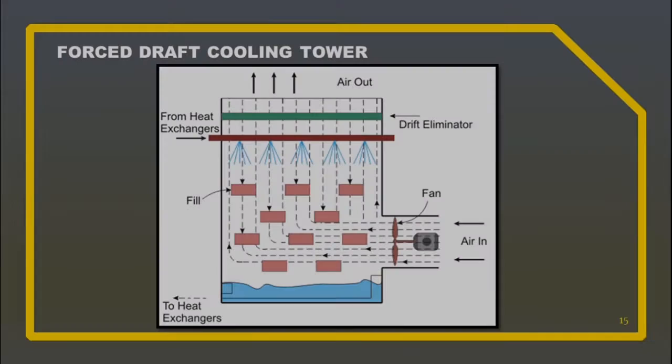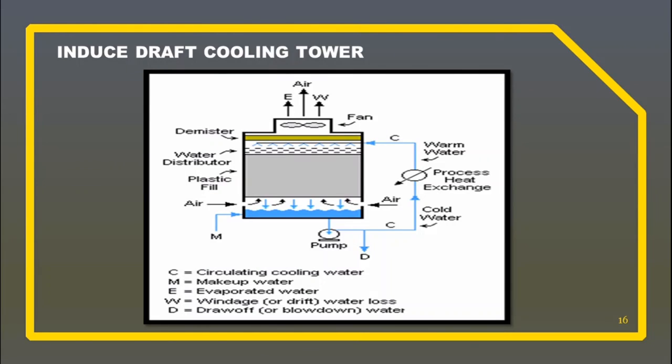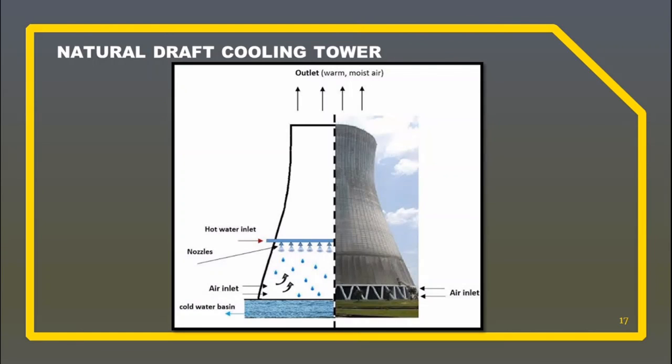There are three kinds of cooling tower based on the fan. The first one is the forced draft cooling tower. The fan is installed at the bottom or below the fill, and it is rarely used. The second one is called the induced draft cooling tower. The fan is installed at the top of the fill, and it is always used for small power plants to maximize the efficiency. The last one is called the natural draft cooling tower, also known as natural convection cooling tower or hyperboloid cooling tower.